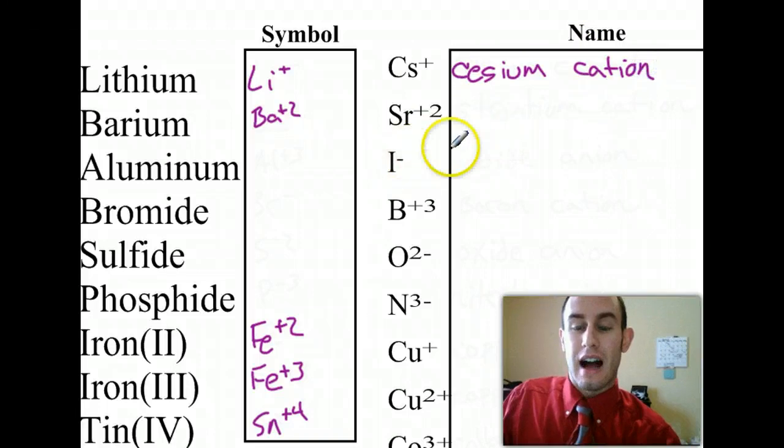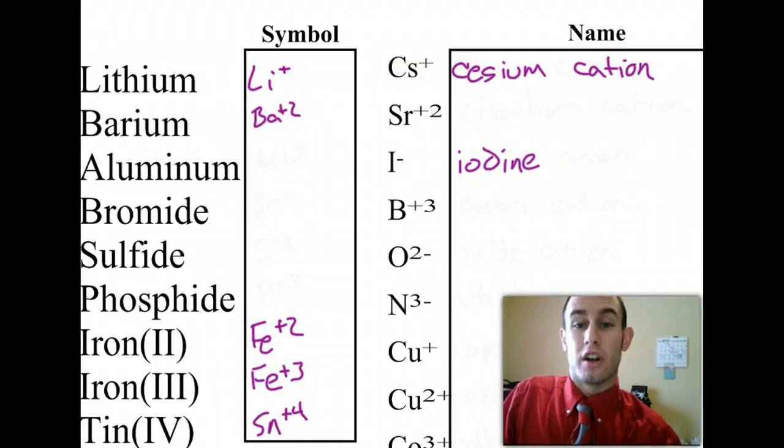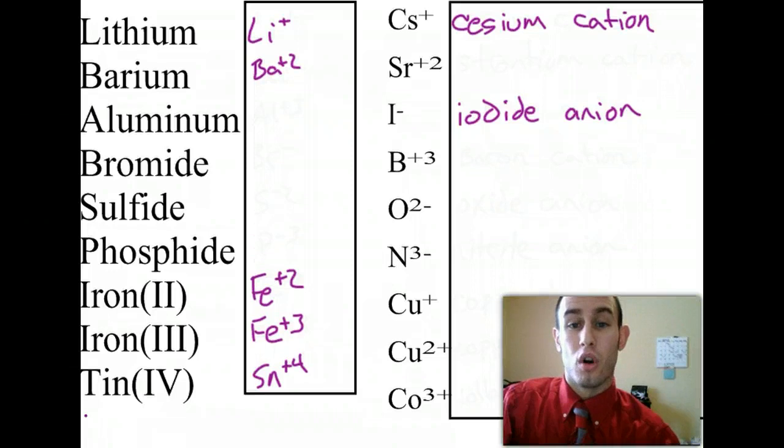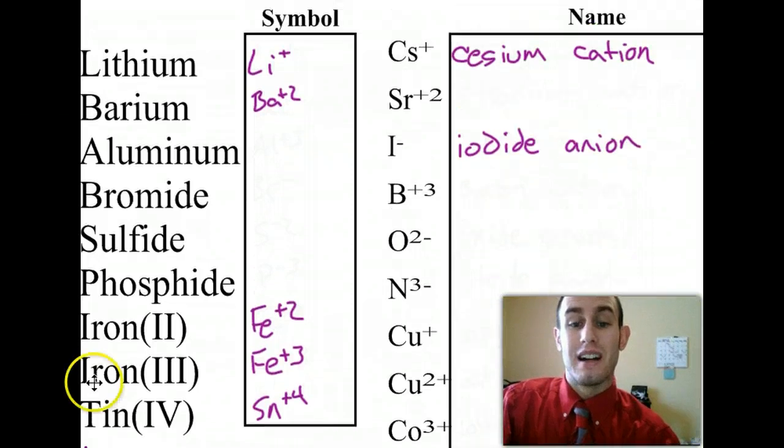Let's look at iodine here. It's typically iodine, spelled like that. Now, when we are naming iodine, we drop the ending, drop the INE, and we add IDE, and it becomes iodide, and it's an anion. So it's basically pretty straightforward there on the naming for monatomic ions.